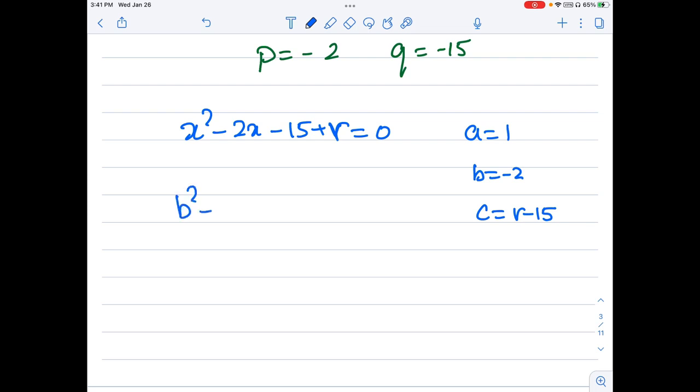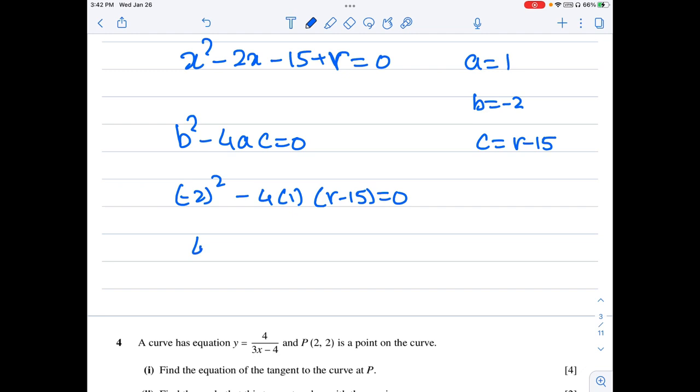Equal roots means b square minus 4ac should be equal to 0. So minus 2 whole square minus 4 times 1 times r minus 15 should be equal to 0. So 4 is equal to 4 times r minus 15.